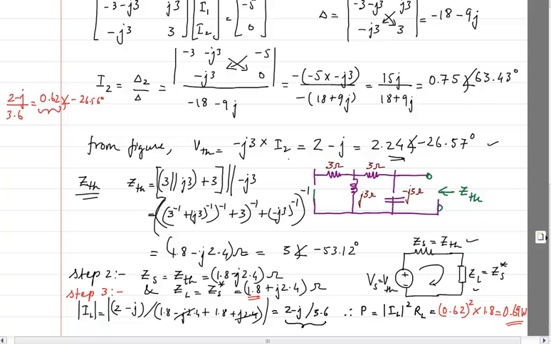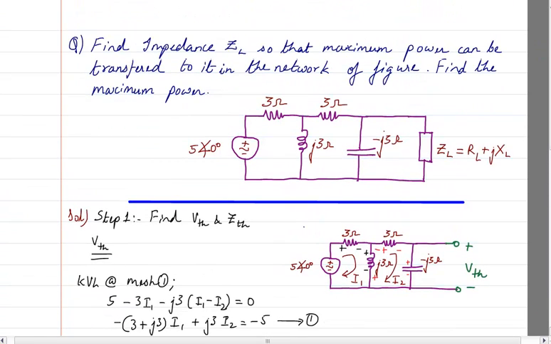Anyway, this is what we have to do: find the impedance of ZL so that maximum power can be transferred to it, and then find the maximum power. So the maximum power that we have found out is 0.69 watts. Okay, thank you.